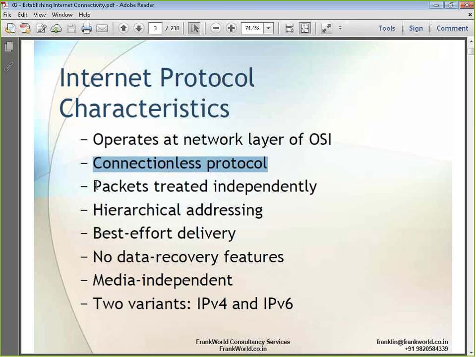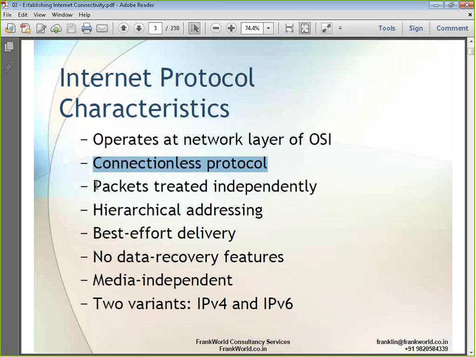Now there are two versions or variations of the IP or Internet Protocol. We have Internet Protocol version 4 and Internet Protocol version 6. Before we move on to further details about this topic, let's first quickly discuss these two variations that are available with regards to Internet Protocol. Internet Protocol or IP version 4 is a 32-bit address.